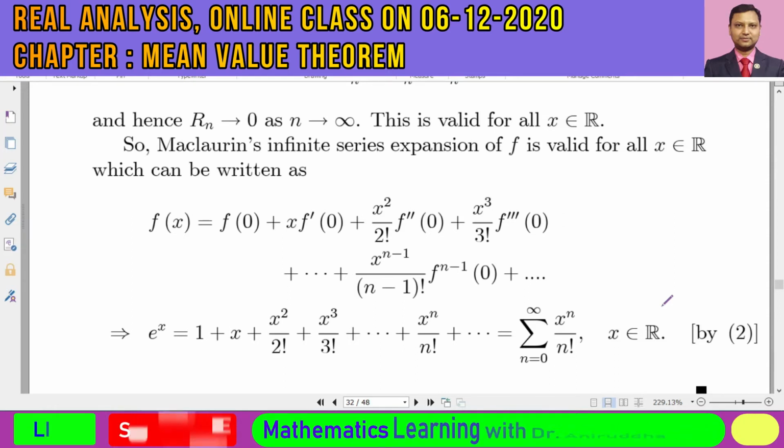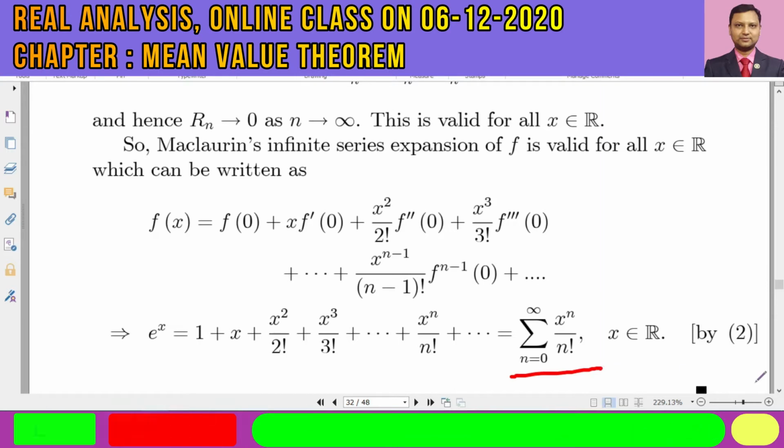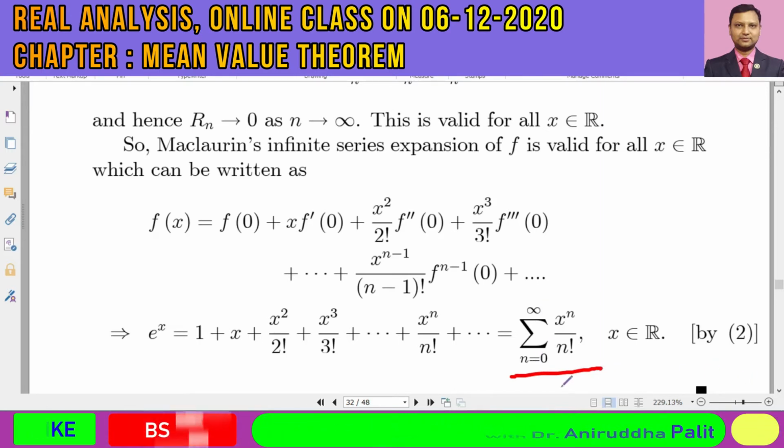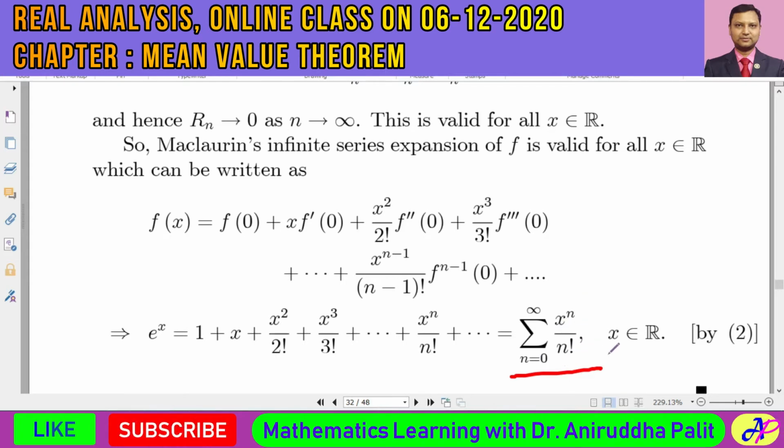So we ultimately get this infinite series expansion, and it is written in shortcut as a summation in this fashion: summation n equal to 0 to infinity of x to the power of n by factorial of n. Now is it clear to you?